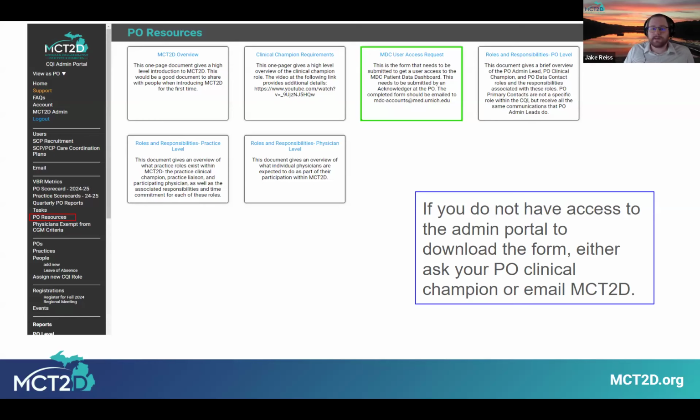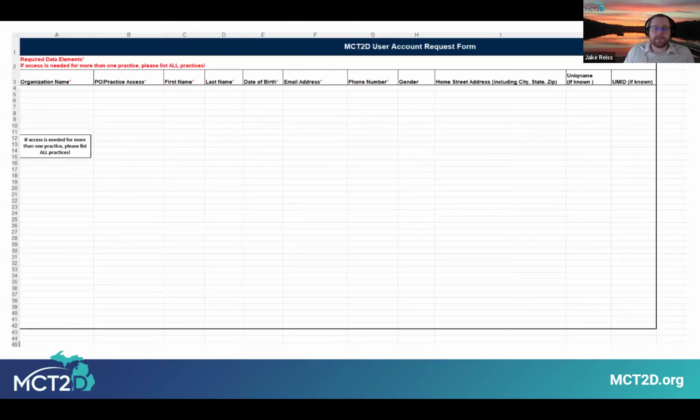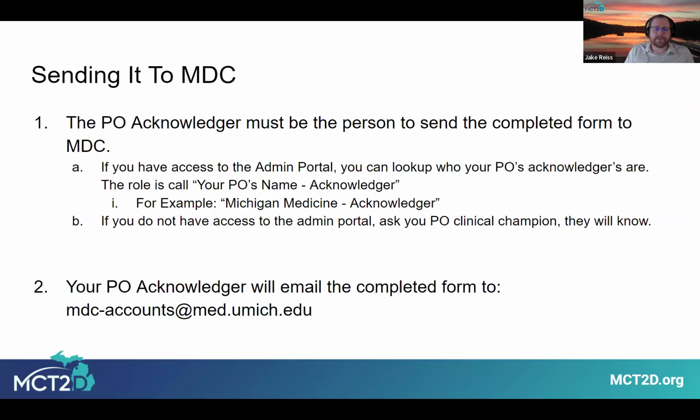So the steps necessary to get access is to complete that access request form. A picture of that is here. It just requires your organizational name, whether or not you need PO or practice level access, and then some personal information about you. Notice that there are some red asterisks for the required information, and the last 4 columns are not required. After that form is complete, your PO acknowledger, who every PO will have at least one of, is the individual that will need to send that completed form into the Michigan Data Collaborative.